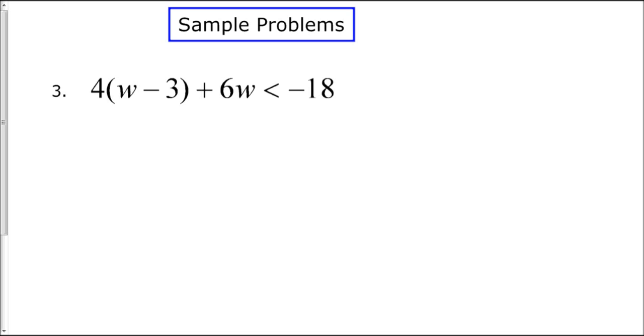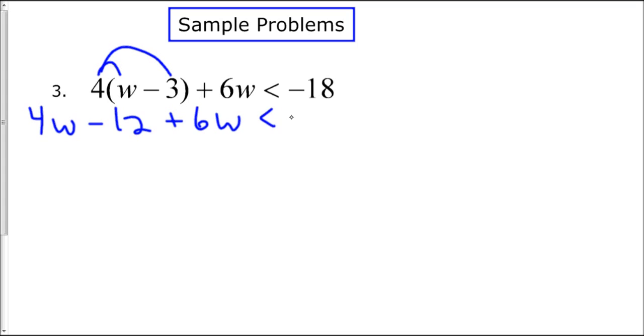All right, let's take a look at this longer problem here. First, I'm going to want to simplify the left side, and I am going to use the distributive property to help me simplify here. So I get 4w minus 12 plus 6w is less than negative 18. I want to combine like terms. 4w and a positive 6w is 10w minus 12 less than negative 18.